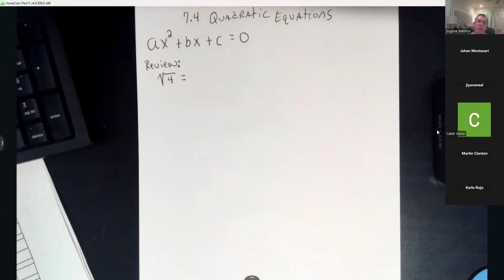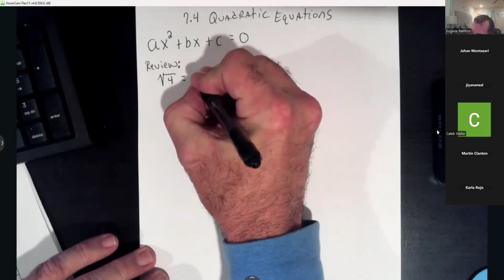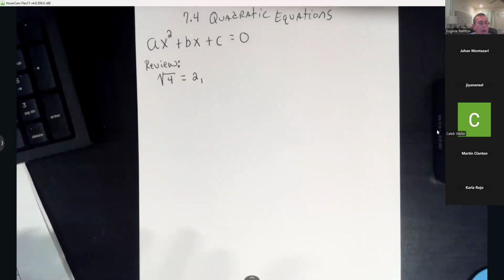What is the square root of 4? Right, this is on y'all. So what would y'all give me for the square root of 4? Okay, 2. There's one answer. I need another answer for the square root of 4. What other number times itself will give me a 4?